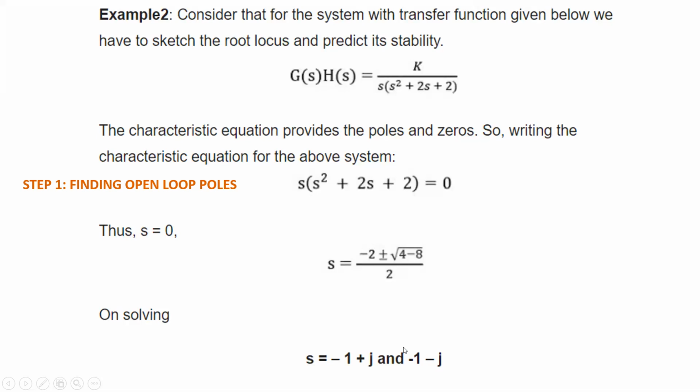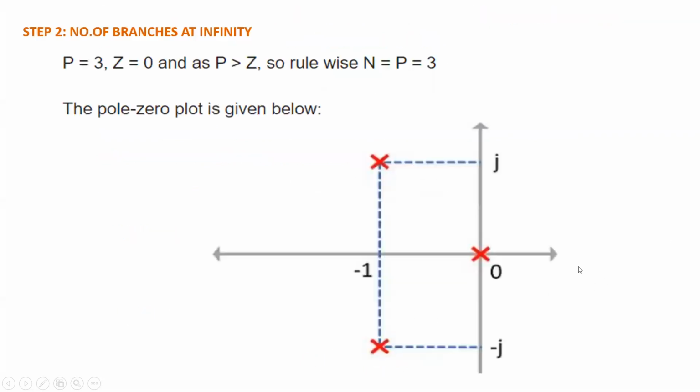Moving on to rule number 2. Rule number 2 states that the number of branches going to infinity is equal to p minus z, where p is the number of poles and z is the number of zeros. We have no zeros and we have three poles. So we can say that all three branches, which start at the corresponding poles, are leaving to infinity. That's what rule number 2 states.